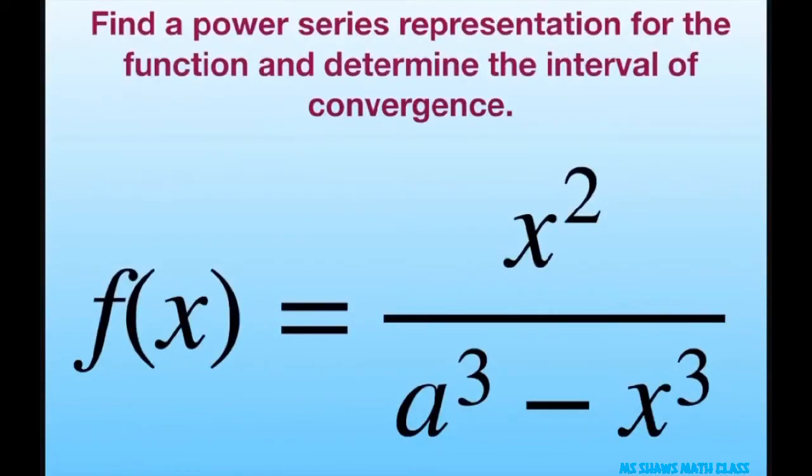We're going to find a power series representation for our function here and determine the interval of convergence. Now our goal is to write our function in the form of 1 divided by 1 minus r, where the absolute value of r is less than 1. So that would be a convergent geometric series.